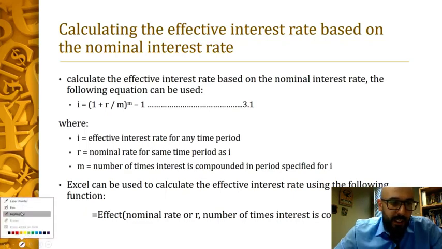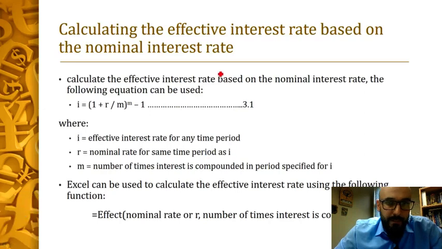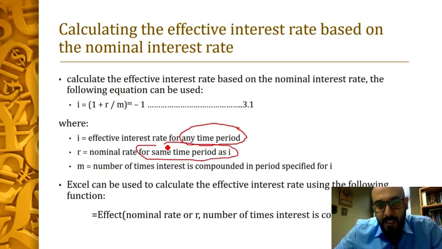So I'm going to highlight something here. If you're finding the effective interest rate I, we need to make sure that we have the nominal rate for the same period. I will explain this in an example, but these two periods should be matched to each other. So if we are finding the effective interest rate for 1 year, you have to have the nominal rate for the year.